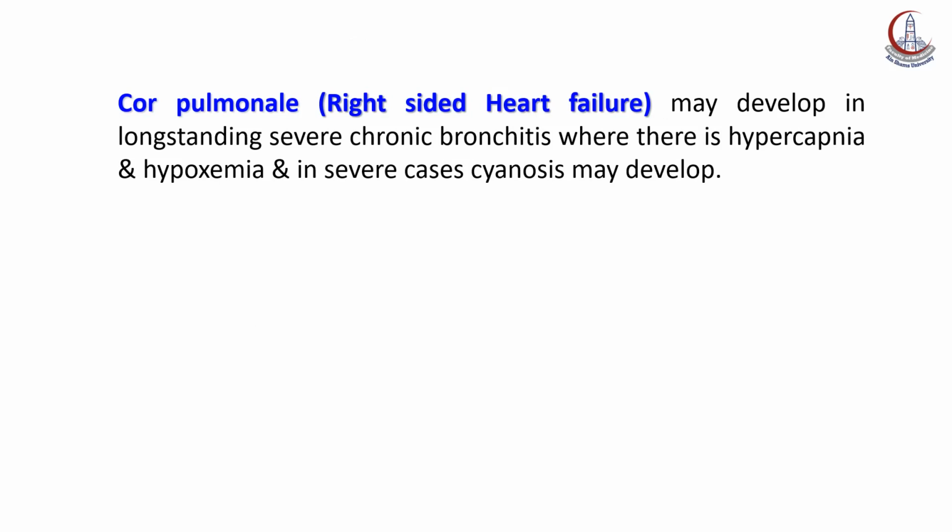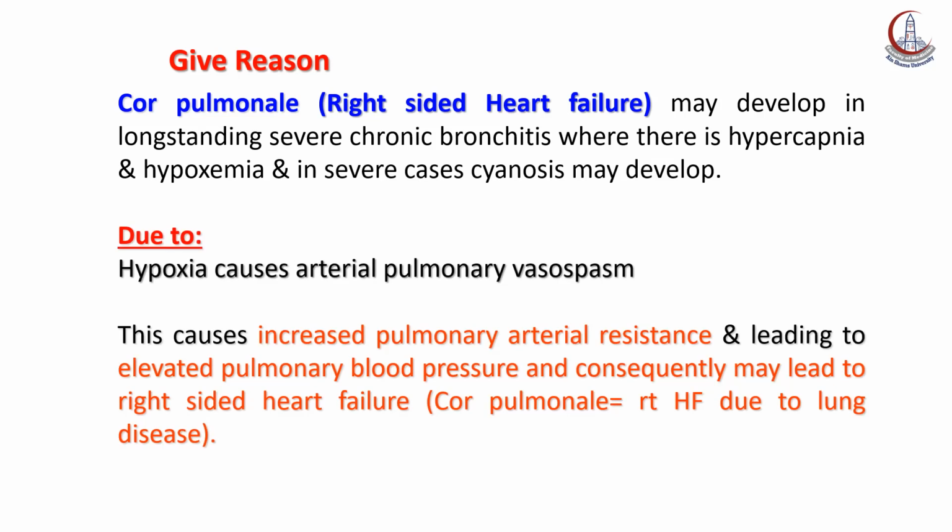Cor pulmonale may develop in long-standing and severe chronic bronchitis because of hypercapnia and hypoxemia, and in severe cases, cyanosis may develop. Why can cor pulmonale occur in severe chronic bronchitis? Because of hypoxia. Hypoxia leads to pulmonary arterial vasospasm, increasing the blood pressure inside the pulmonary vessels, causing right-sided heart failure.